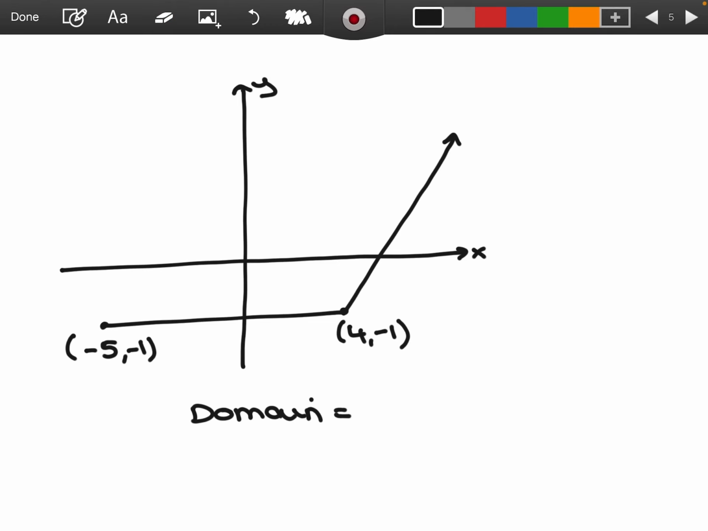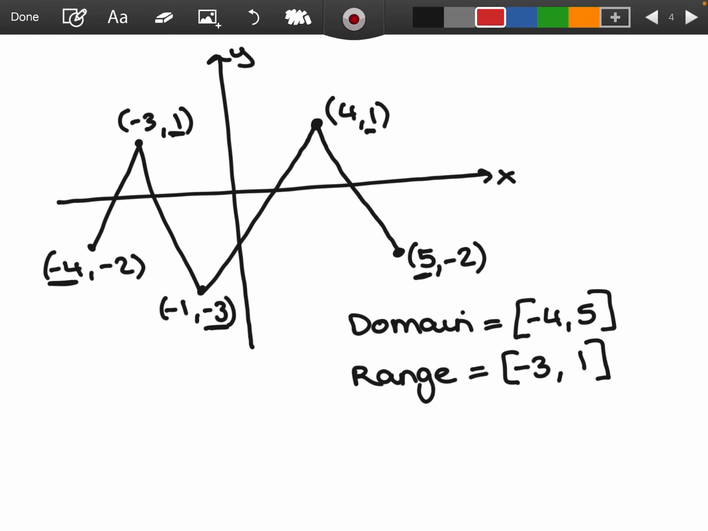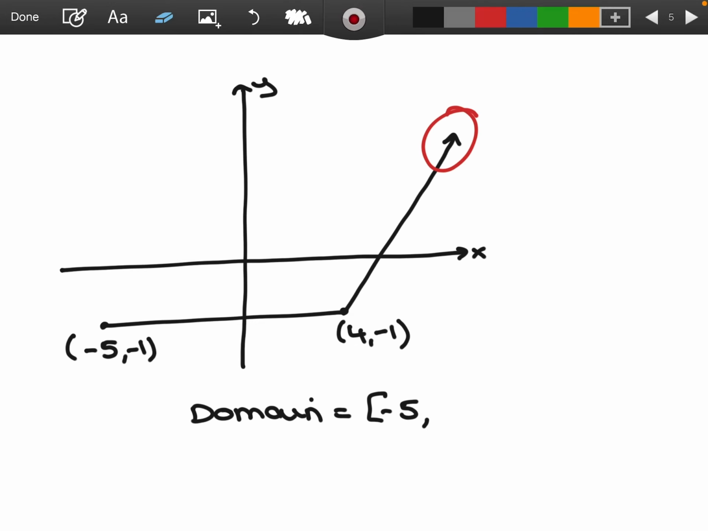Our domain, well, the lowest x value that we have is -5. The largest x value that we have, well, here, because we have an arrow on the end of the line, that tells me that it goes off infinitely. So whenever you see an arrow on the end of a line, it tells me that it goes off in that direction infinitely. Whenever you end up with these endpoints where you've just got a dot at the end, that tells me that that is an endpoint. That's as far as you go. So that tells me that my largest x value, it goes off infinitely, so it's infinity.